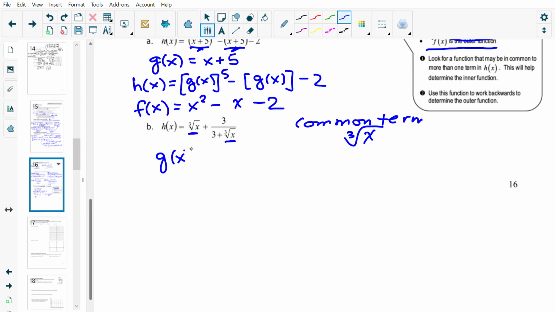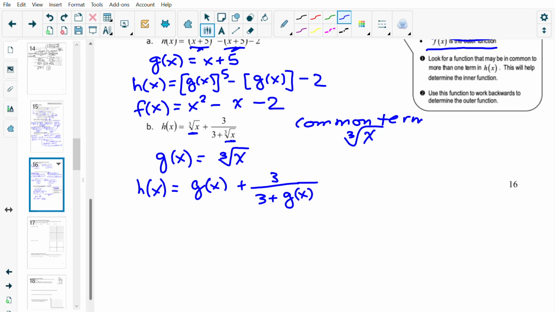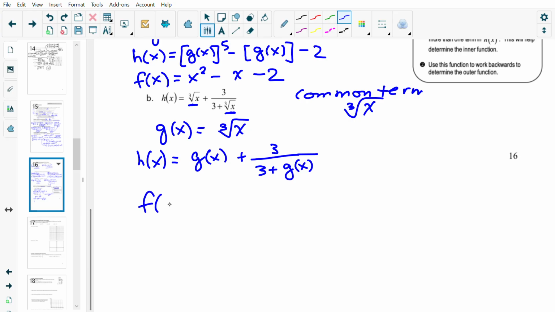Okay, so I'm thinking right away the inner function g of x is cube root of x because we see it repeated. So if I rewrite h of x in terms of g of x, this is what it looks like. Okay, so if that's what h of x looks like when it's composed, what does f of x look like before it gets composed? Okay, so that must be x.